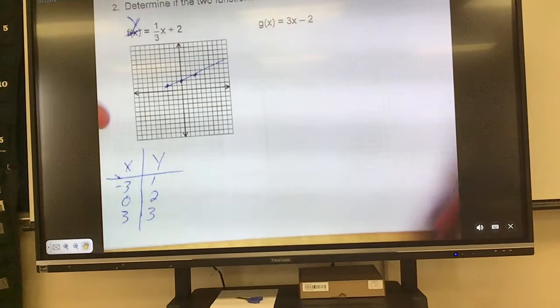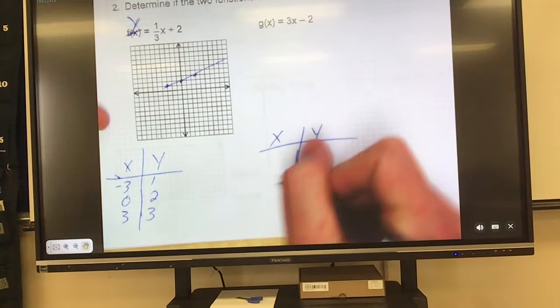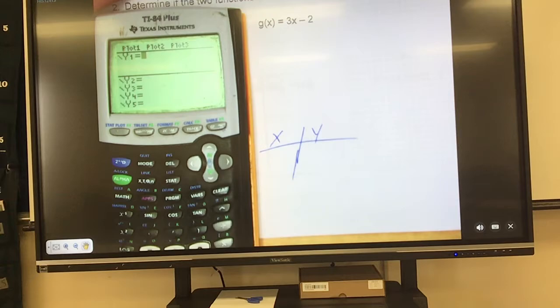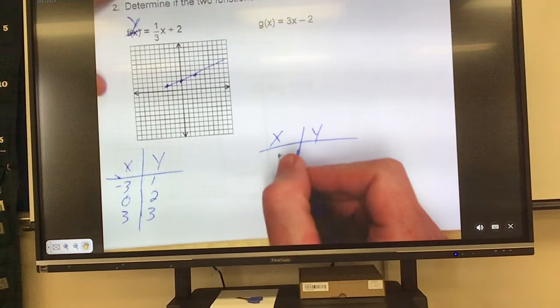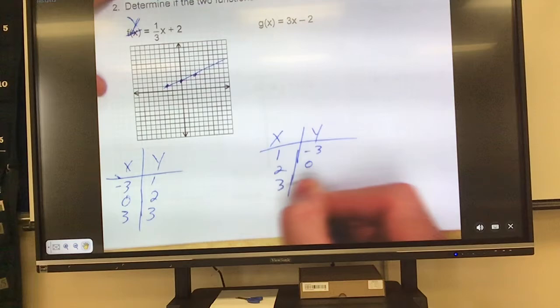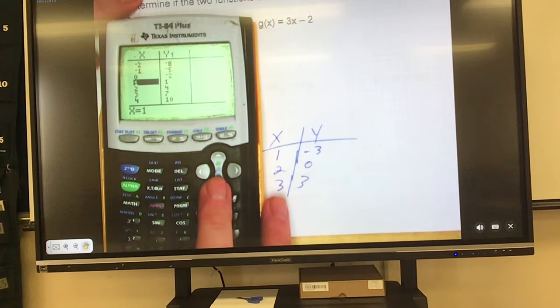Okay? So let's check this one. I'll put its graph right here. We want it to be the opposite of this. Clear, 3x minus 2. Let's go to the table, only looking at these points. We want it to be opposite of this one, so we want it to be 1, negative 3, 2, 0, and 3, 3. Let's check those points. I go to 1, and it says 1 in my calculator.